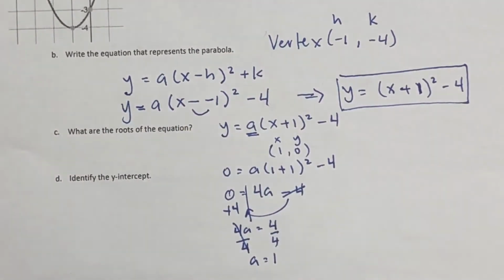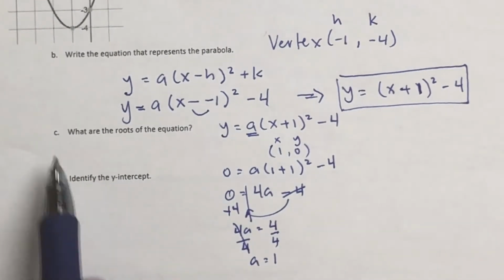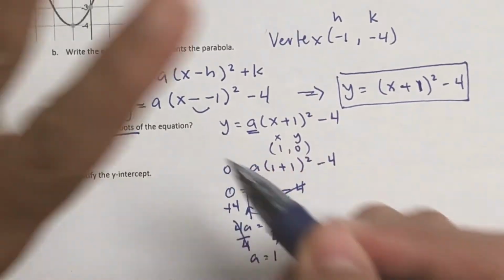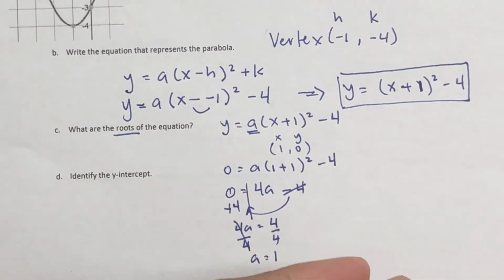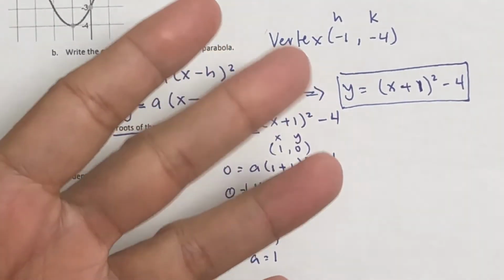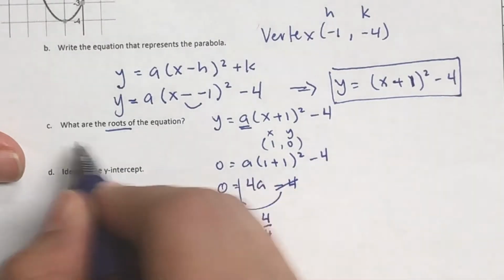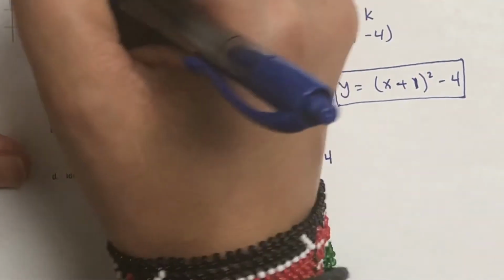And this is me showing every step as to how I got that. All right, what are the roots? So remember, there are 4 things that they're always asking for: roots, zeros, solutions, or x-intercepts. So they can ask for one of those 4 things. They all mean the same thing. It means where it crosses the x-axis.